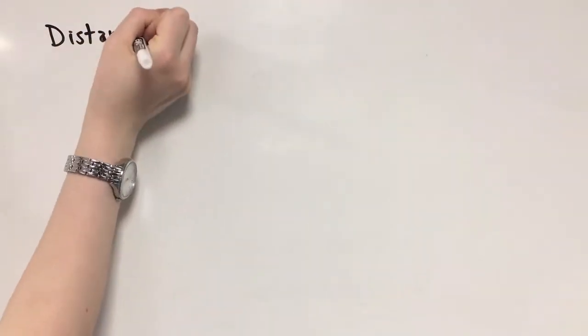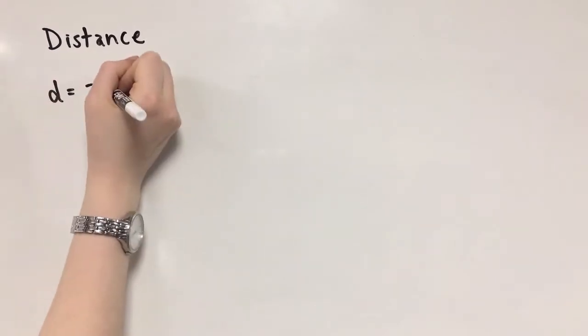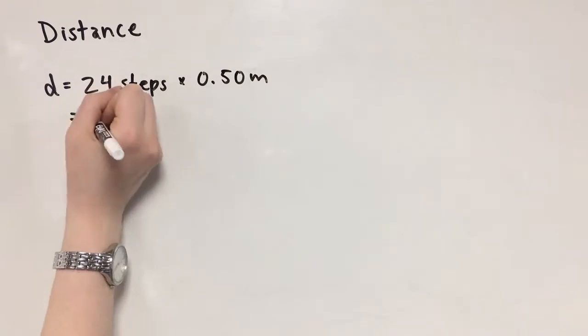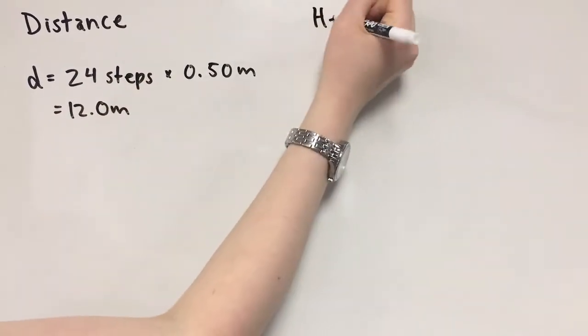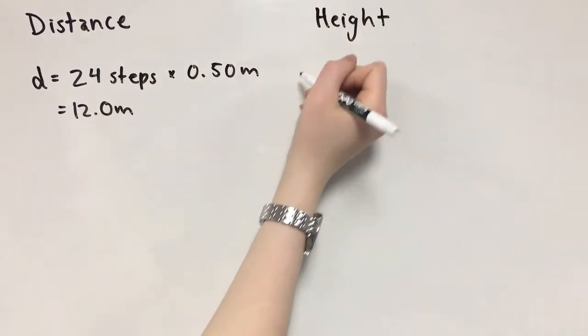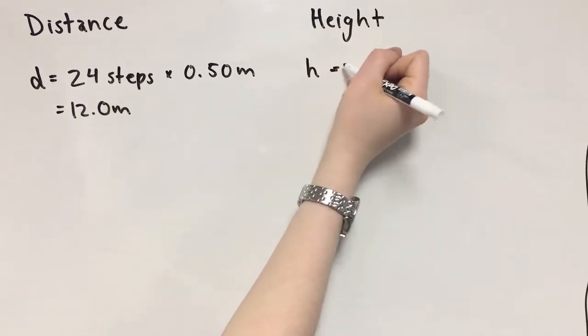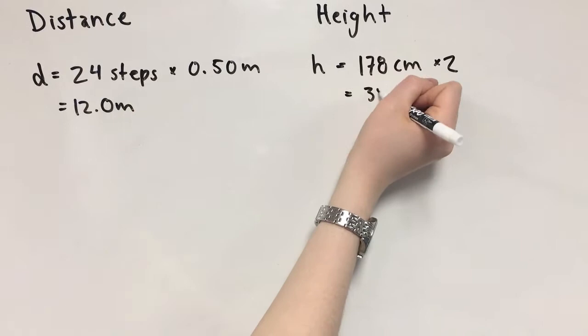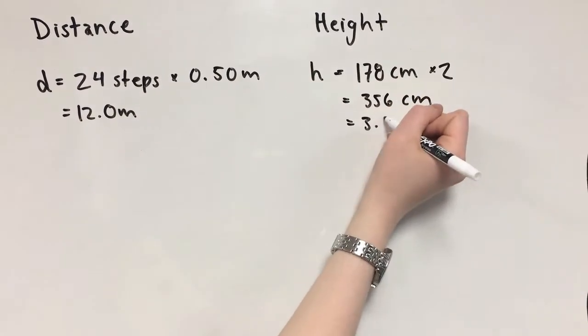The horizontal length traveled during projectile motion was estimated to be 12 meters, through measurement by walking distance. The initial height was estimated to be 356 centimeters, since it was approximately double Grace's height of 178 centimeters. The final height was estimated to be 100 centimeters, since the object was caught before reaching the ground.